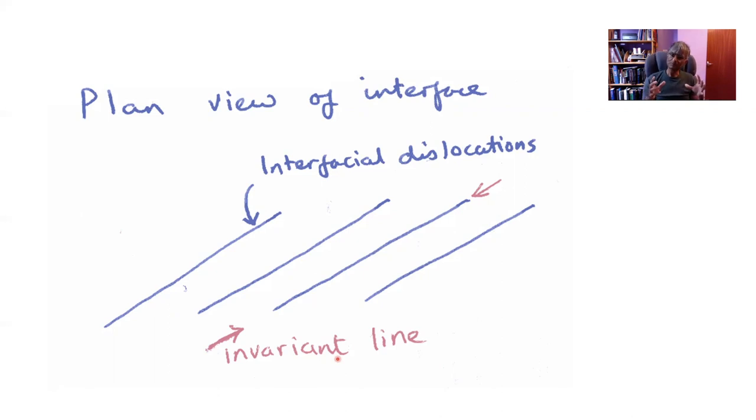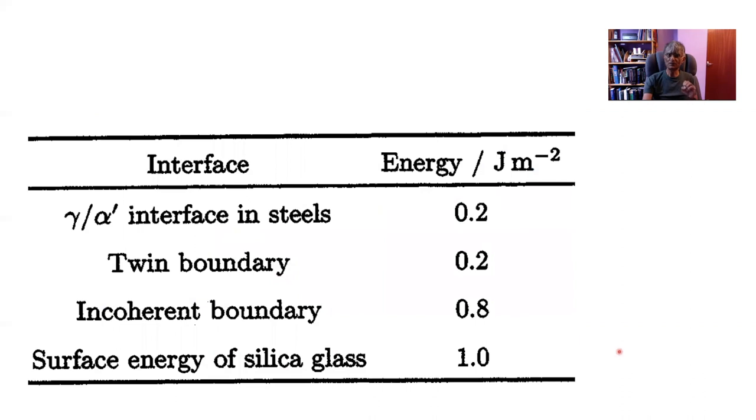Now, this means that the interfacial energy per unit area will be quite small, because there's only one set of dislocations with coherent patches between these lines of dislocations. If you look at typical values, this is 0.2 joules per meter squared, which is roughly identical to the interfacial energy of twins. And twins can have fully coherent interfaces. So that's to be regarded as a low interfacial energy. And that is a general incoherent boundary, which has lots of free space within it. And this is the surface energy of window glass, for example. So this interface has a high level of coherency, and that's what enables it to move so rapidly if necessary.